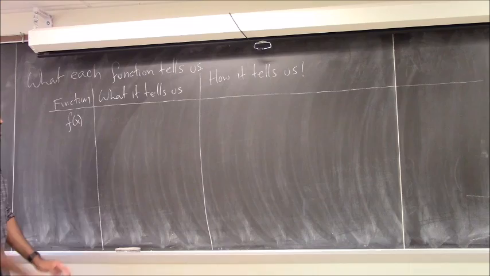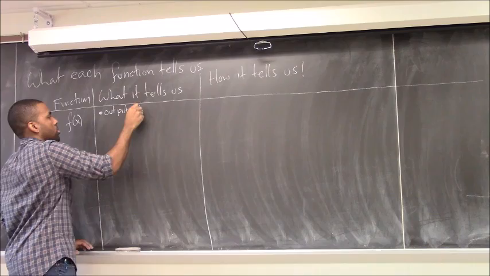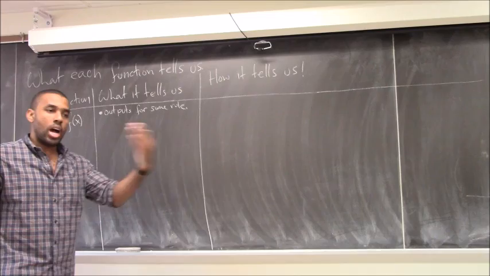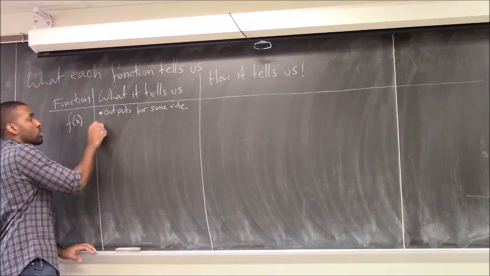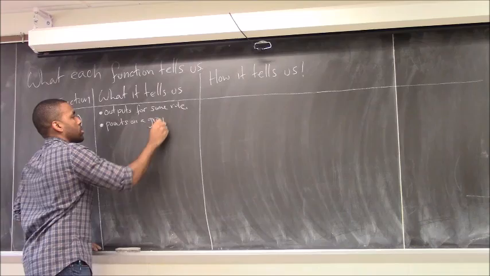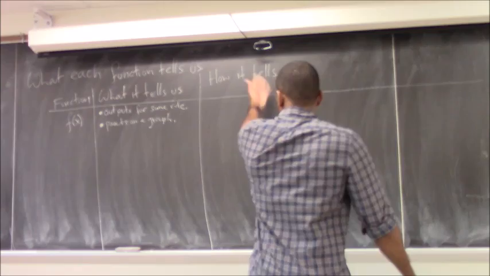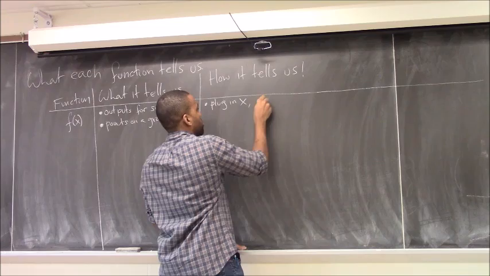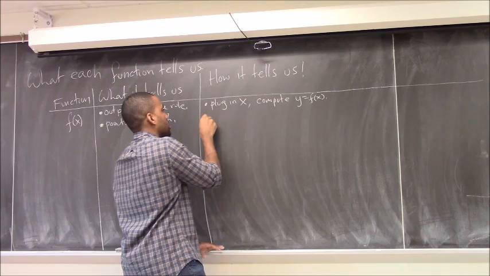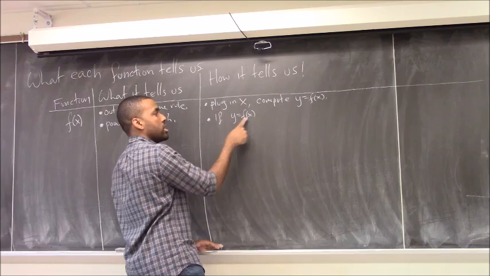This tells us about the outputs for some rule. When I give you an input, it outputs exactly one thing. The function will tell me what that output is. In other words, graphically speaking, it gives you the points on a graph. How does it tell us? Well, you plug in x and compute y equals f of x. When you plug in x, the output is y, which means the coordinate (x, y) is on the graph.